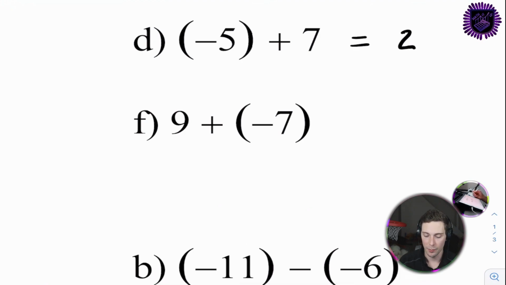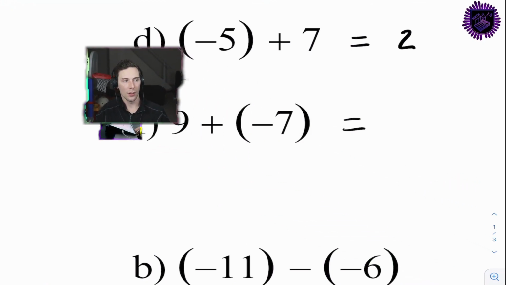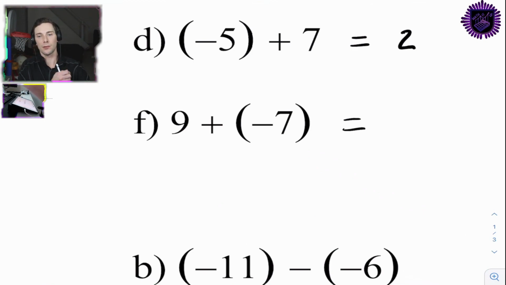Once again, the signs don't match. So we have a positive number, that's 9, and a negative number, that's 7. The difference is going to be 2. The bigger number is positive. We're at positive 2.